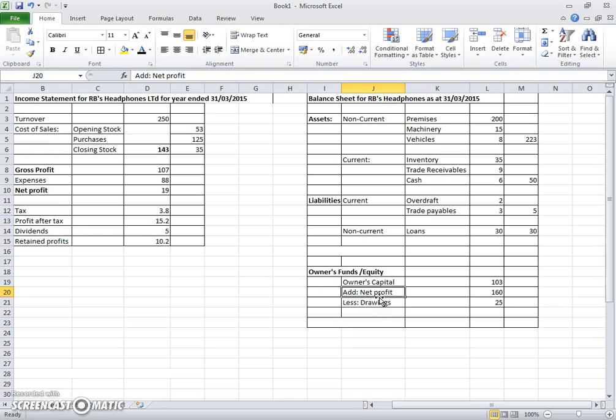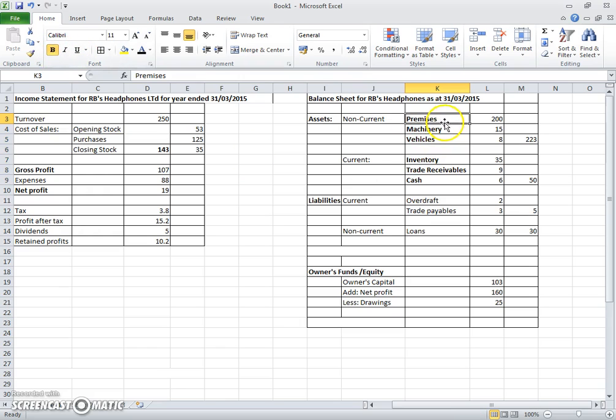Net profit. Add net profit. What on earth does that mean? Well, look. Remember our retained profits over here? That means retained, kept in the business. So that is going to be reinvested into the business. What sort of things could it be used for? Well, any of this stuff. Okay. It could be retained. Oh, sorry. Let me embolden that.